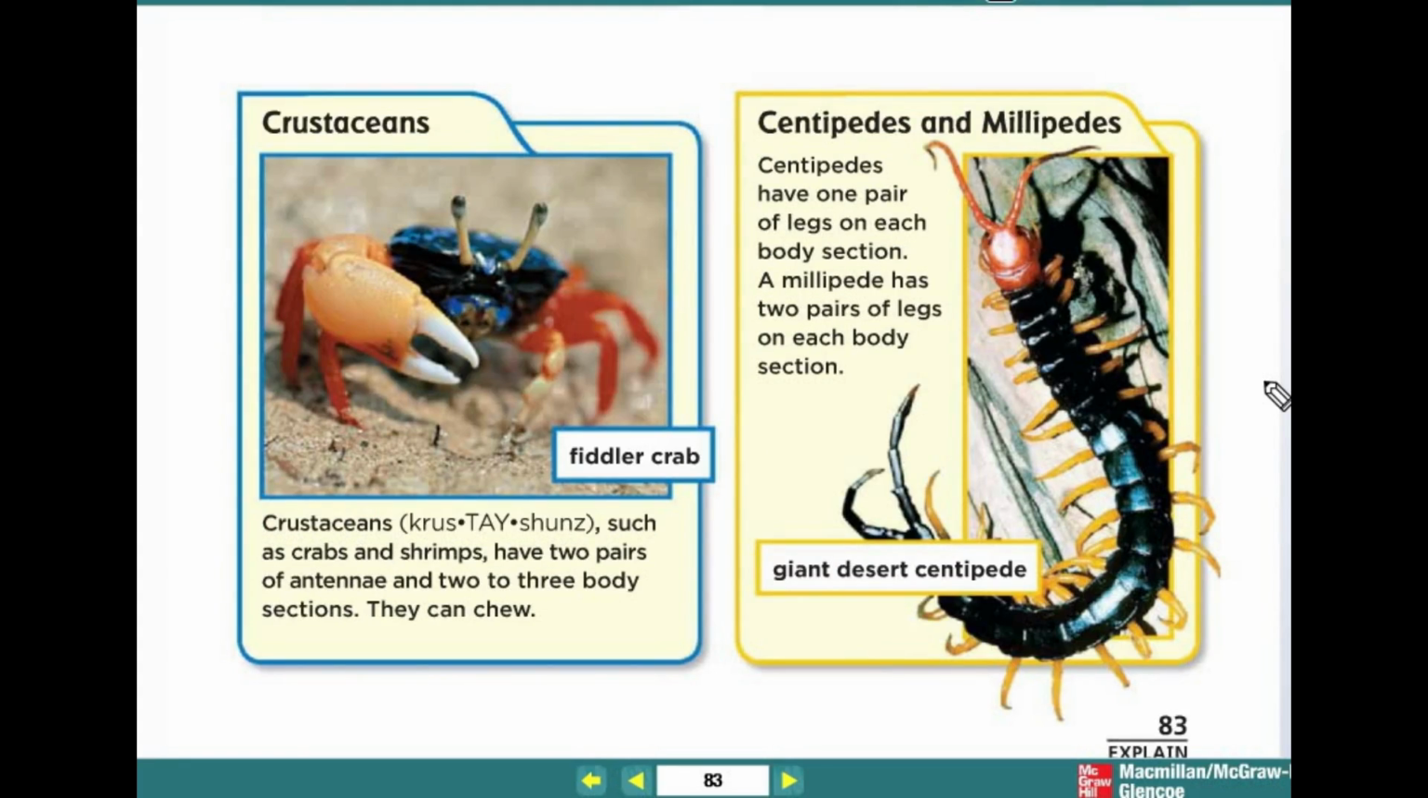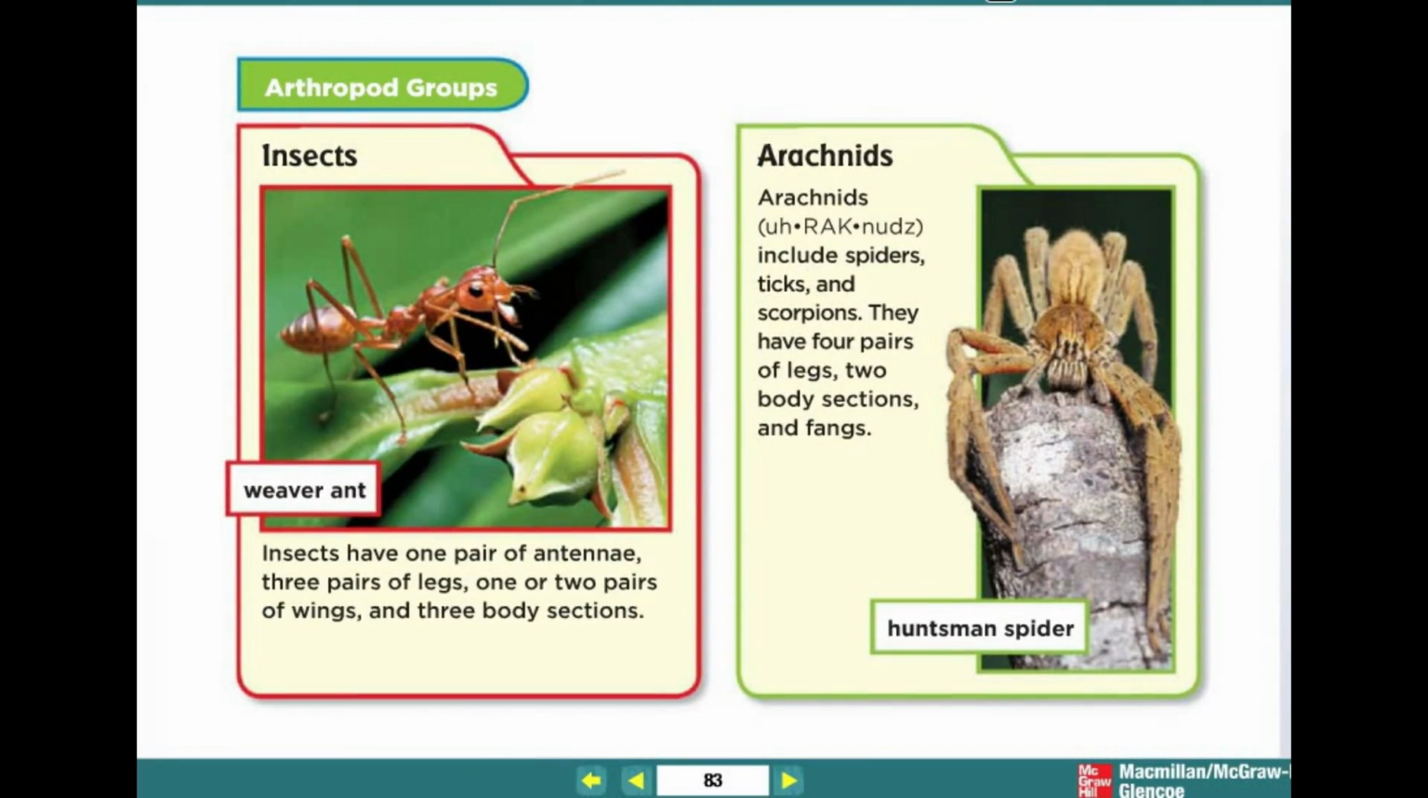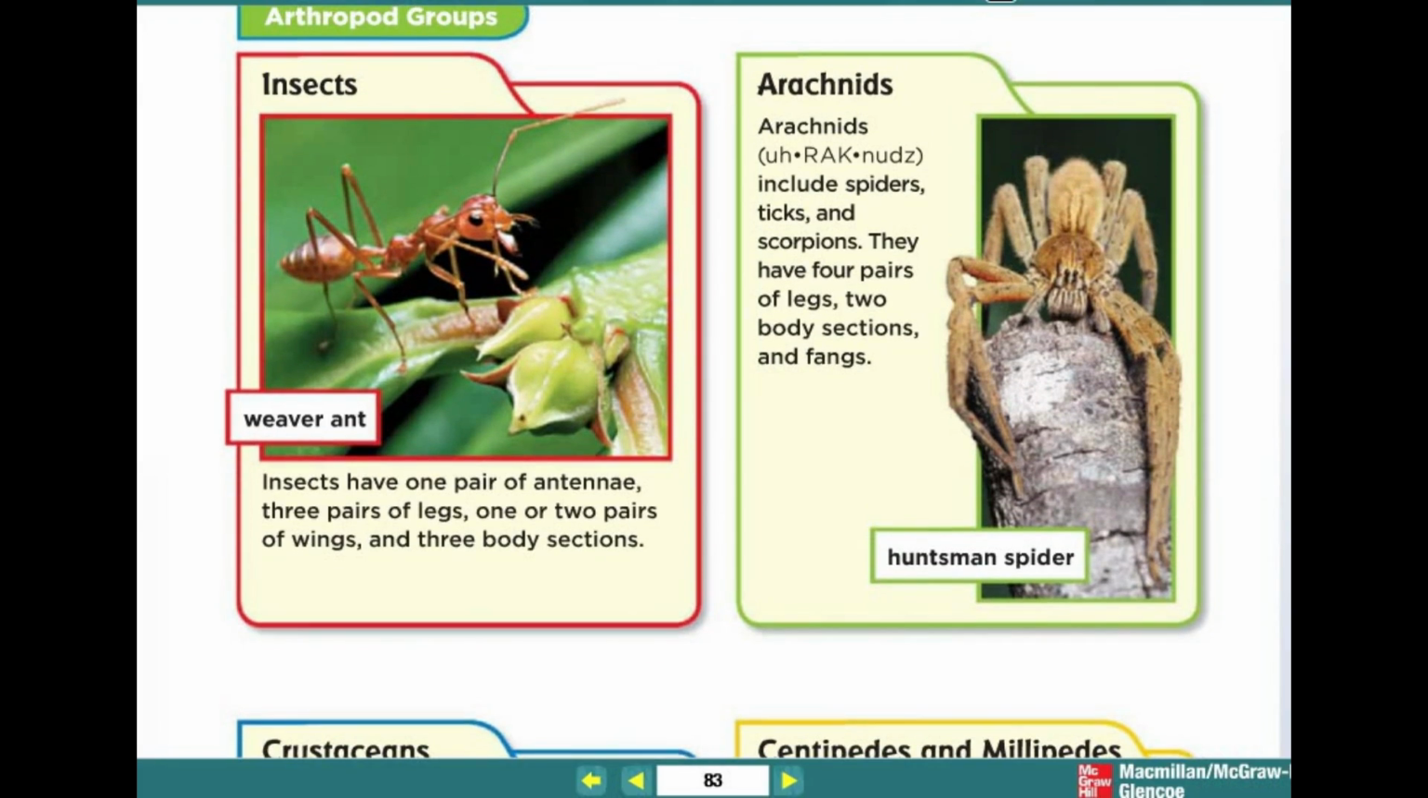Crustaceans, that's really amazing. But first, I forgot to talk about something very important in these arachnids. The arachnids have no antennae. All of the arthropods have antennae except the spiders, scorpions, and ticks. I mean, the arachnids, no antennae.